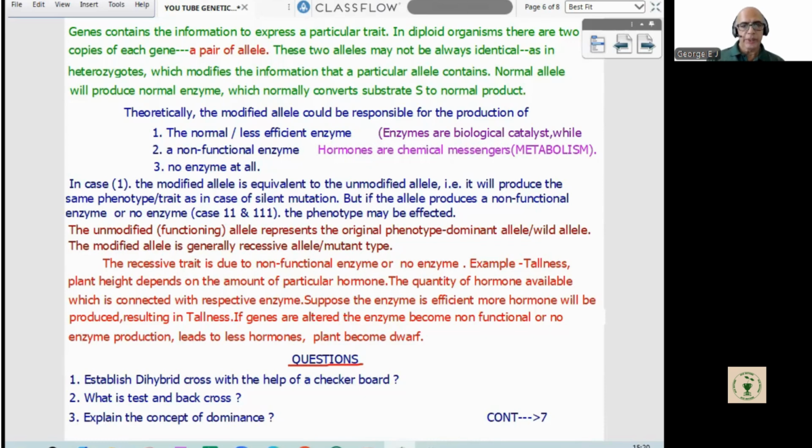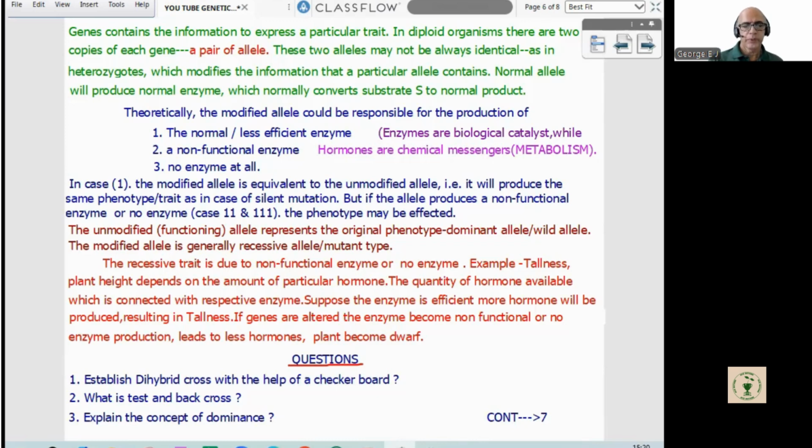Now in case 1, that is a normal or less efficient enzyme, the modified allele is equivalent to the unmodified allele. So no change. It will be producing the same phenotype or trait as in the case of silent mutation. Silent mutation means no change. But if the allele produces a non-functional enzyme, or suppose there is no enzyme even, that is case 2 and 3, phenotypes will be affected. And how does this effect come?